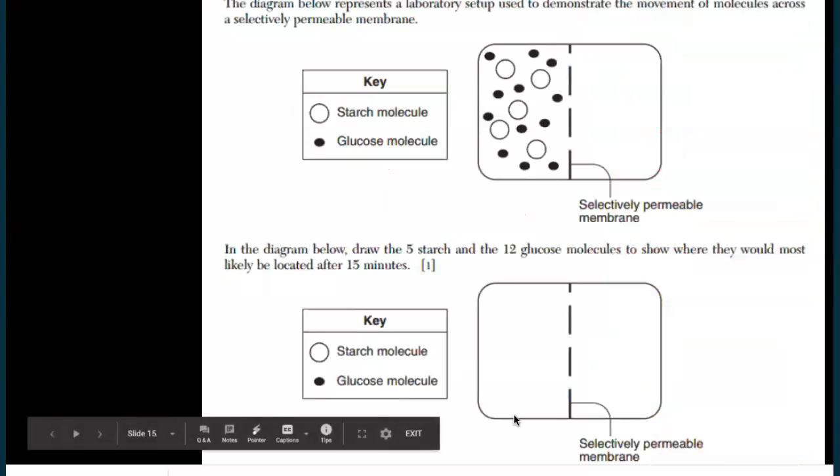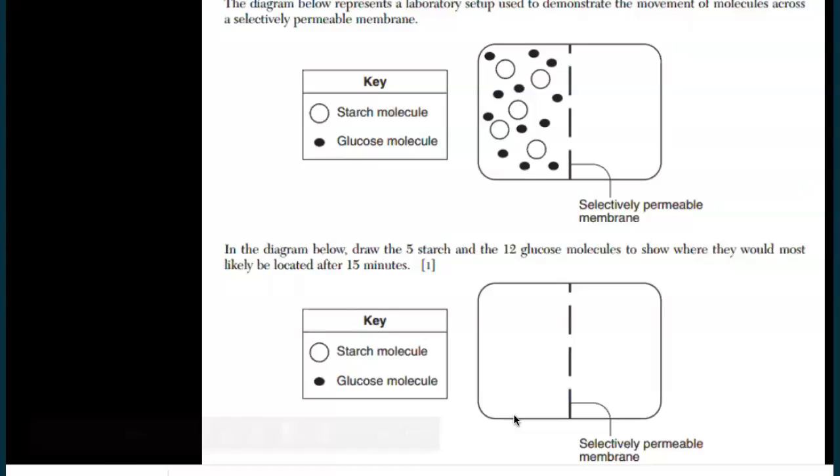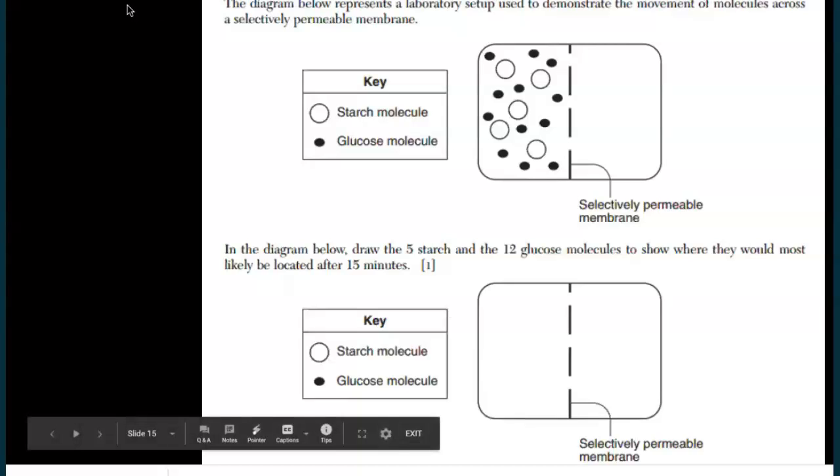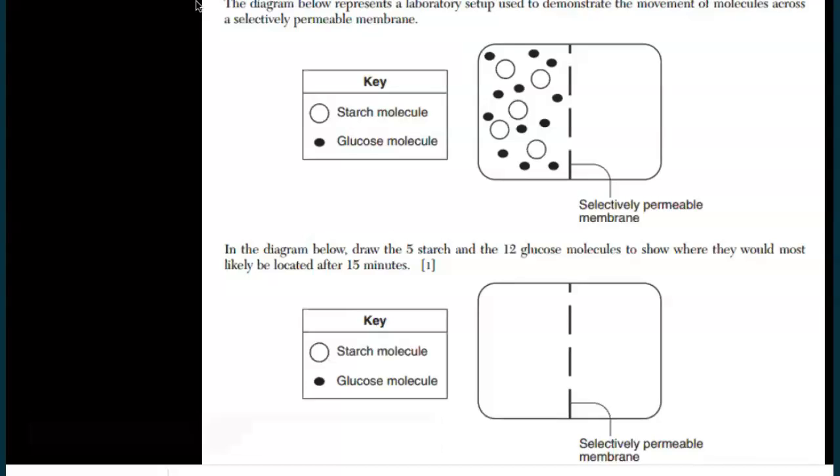Okay, so in this picture here, do you think both the white circles and the black circles will move from one side to the other side? Do you think neither of them will move? Or do you think just the starch or just the glucose? You can shout it out loud. Shape is another good one, Gabby. You can shout it out loud or put it in the chat box.